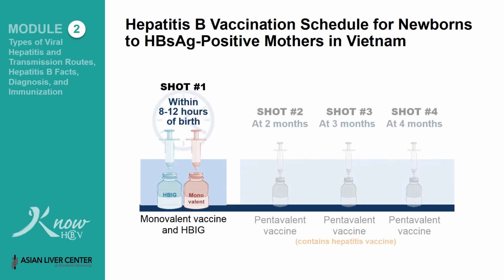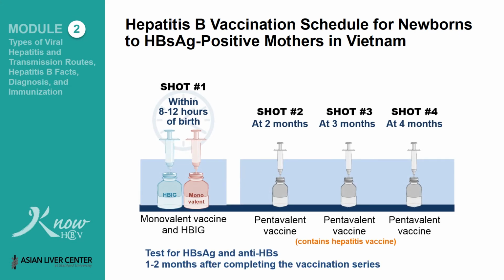For newborns of HBsAg positive mothers, to prevent mother-to-child transmission of hepatitis B, the expanded immunization program in Vietnam recommends that the baby receives a dose of hepatitis B monovalent vaccine and, if available, a dose of hepatitis B immune globulin (HBIG) within 12 hours of birth when the baby is stable and after routine newborn care, including checking for breathing, cord cutting, and breastfeeding, even in low birth weight babies. Newborns must complete the vaccination series with the pentavalent vaccine at ages 2 months, 3 months, and 4 months. This is over 95% effective in preventing the newborn from becoming infected.